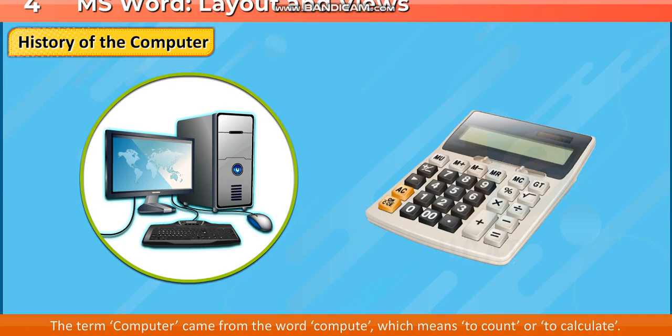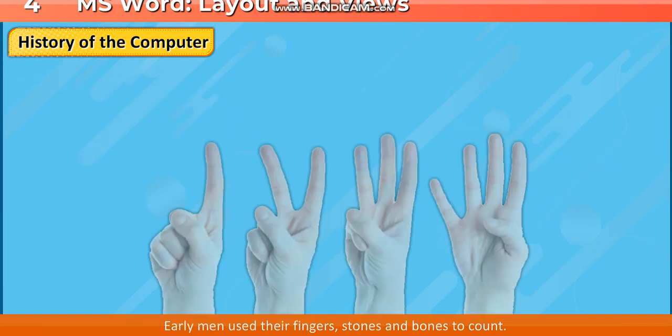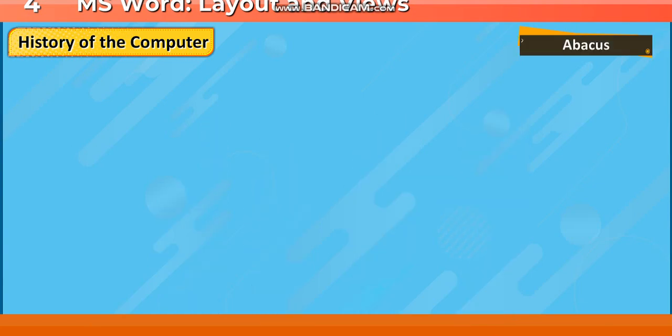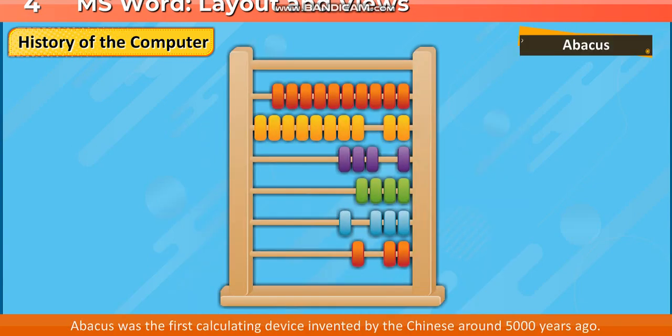The term computer came from the word compute, which means to count or to calculate. Early men used their fingers, stones, and bones to count. Abacus. Abacus was the first calculating device invented by the Chinese around 5,000 years ago. The working of this device was based on the movement of its beads up and down.